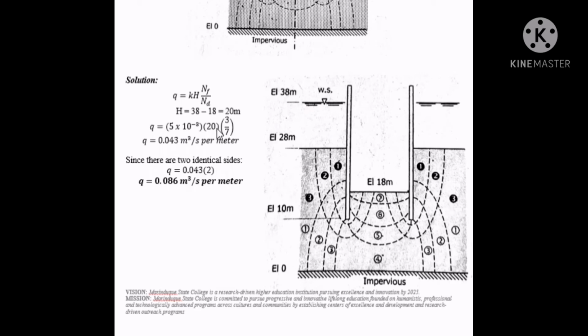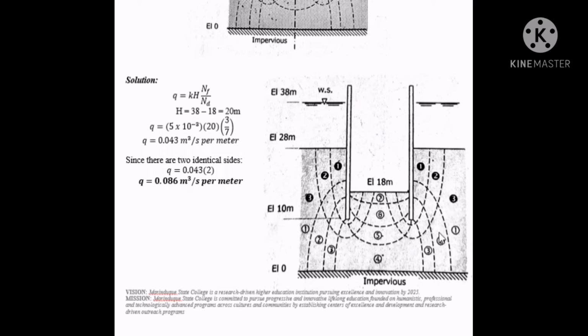How are we going to determine the number of flow channels? Again, we count the number of spaces. 1, 2, 3. That's why Nf is equal to 3. We count the number of spaces again in equipotential lines. 1, 2, 3, 4, 5, 6, 7. That's why there is 7 here, which will give us the answer 0.040 cubic meters per second per meter. That is just for this part, for the half.